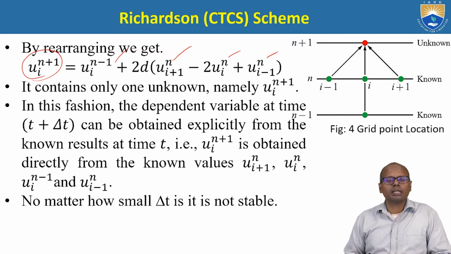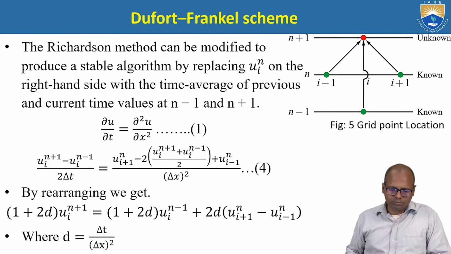But again I am saying, unfortunately it is not a stable one, however small the time step may be. Delta t may be any very, very small time step, but still it is unstable, as seen using the stability analysis methods.